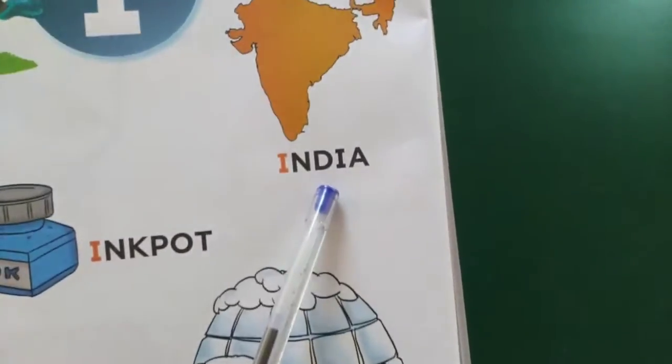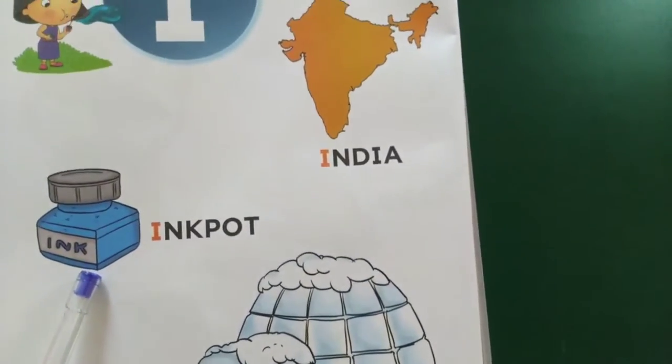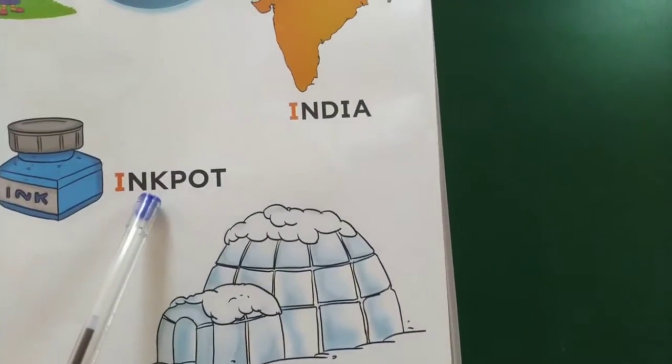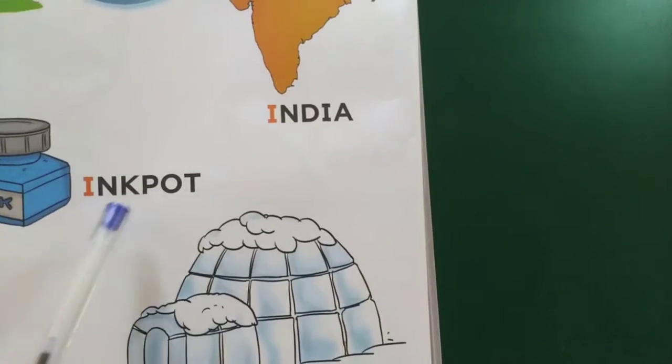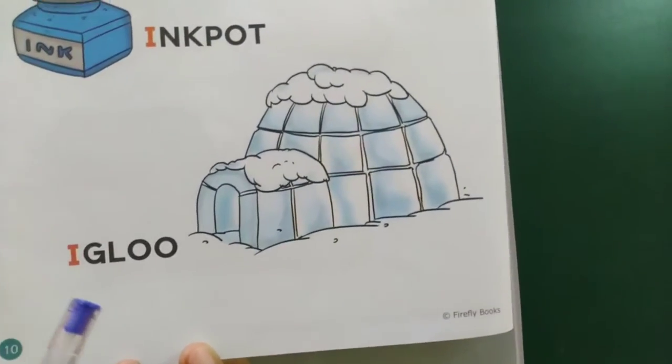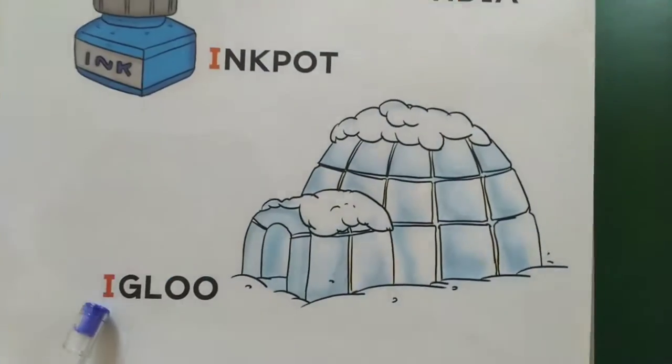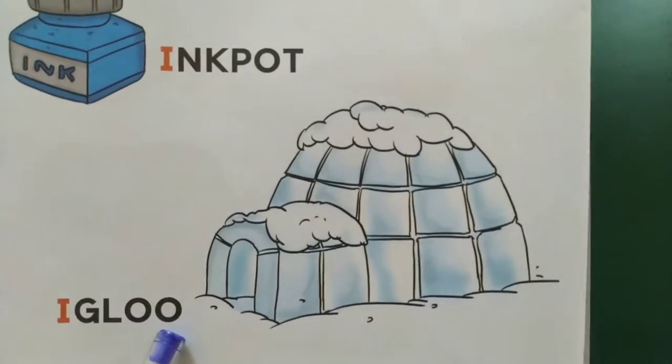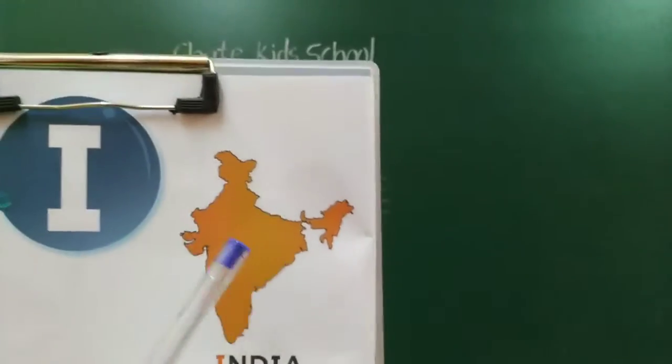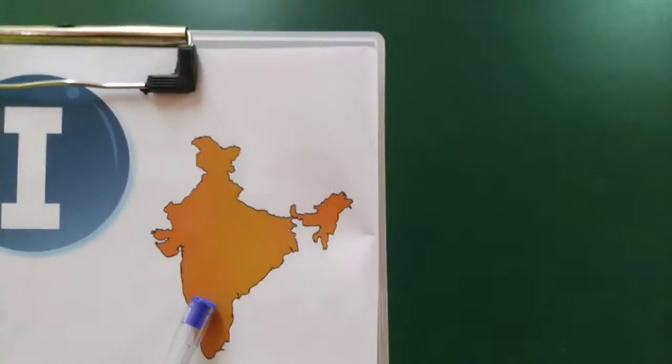Okay, I for India. I-N-D-I-A, India. I for inkpot. I-N-K-P-O-T, inkpot. I for igloo. I-G-L-O-O, igloo.